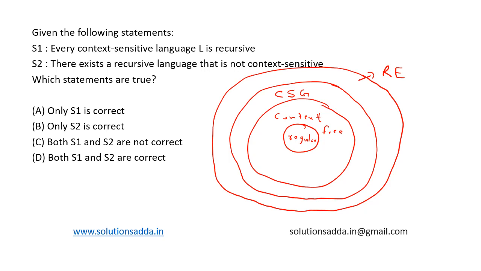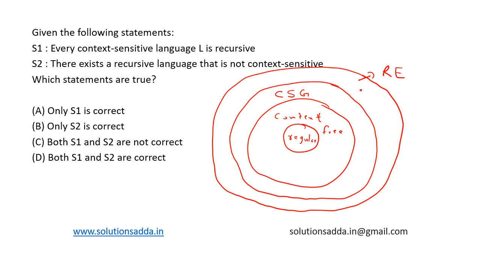So let's see the first option. Every context sensitive language is recursive. Yes, this is true because recursive languages belong to this area. So every context sensitive language is recursive. S1 is true.